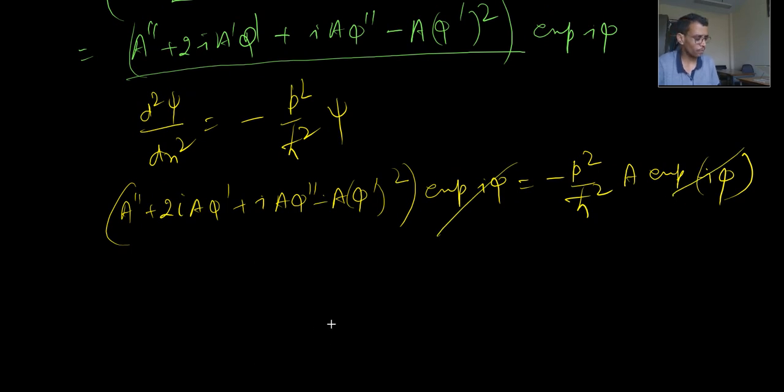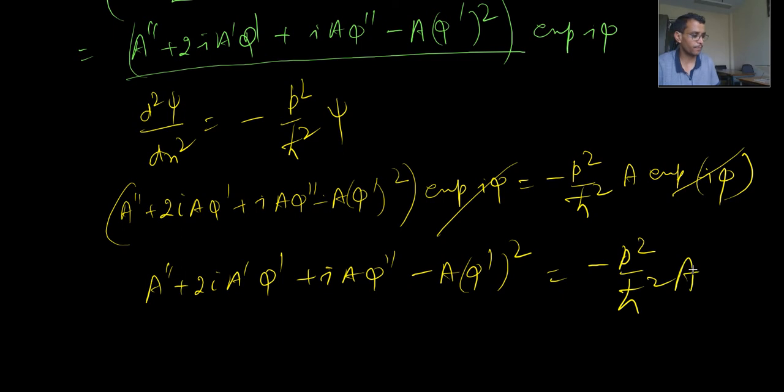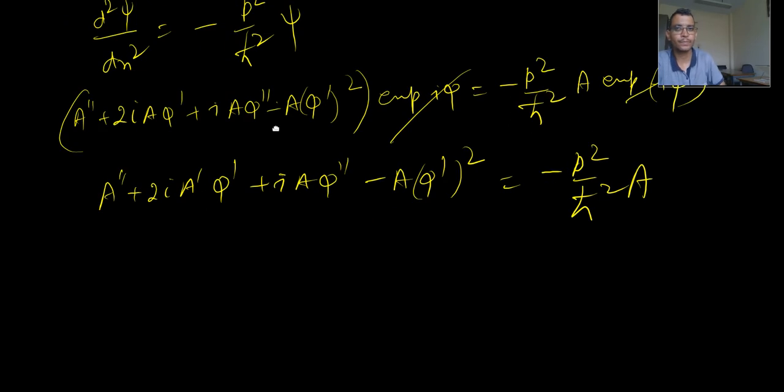So we are having only a double prime plus 2 iota a prime phi prime plus iota a phi double prime minus a phi prime square, and it is equal to minus p square over h cross square into a. This is what I am getting, right? So let me rearrange it now.